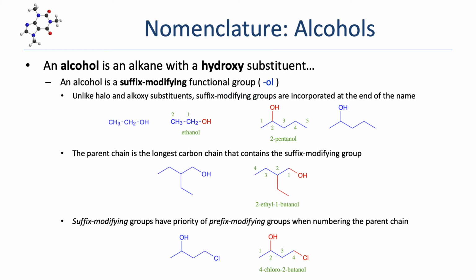So the remaining functional groups we're going to look at naming are actually treated quite a bit differently than the alkyl halides and the ethers we just looked at. The first of these is going to be alcohols. An alcohol really is just an alkane that has a hydroxy group. And unlike the other groups that we've seen, the halogens and the alkoxy groups, an alcohol is actually indicated in a name using a suffix, in this case OL. So we drop the E from the alkane name and add OL to say that it is an alcohol.